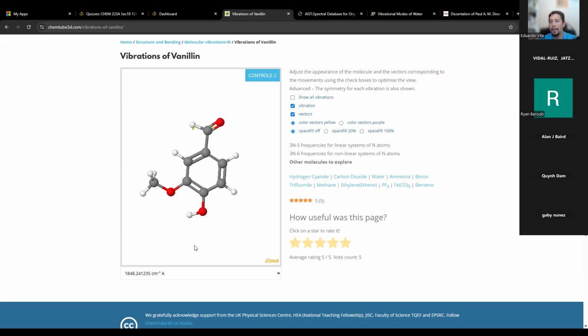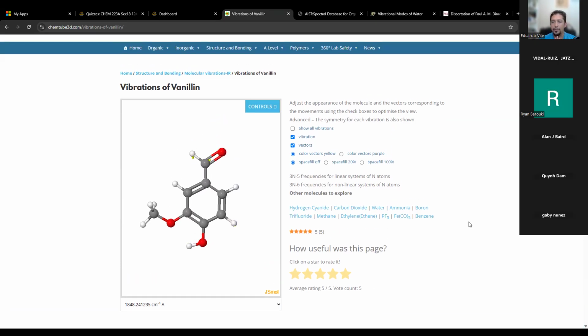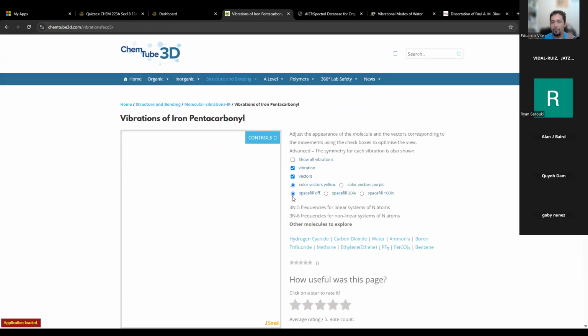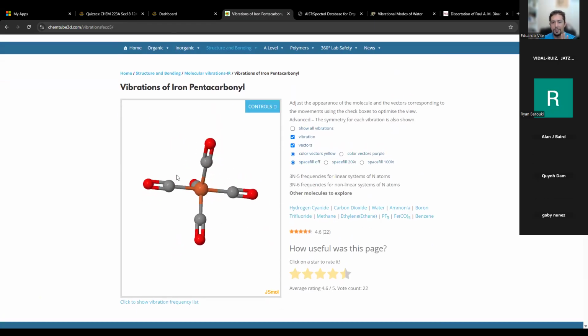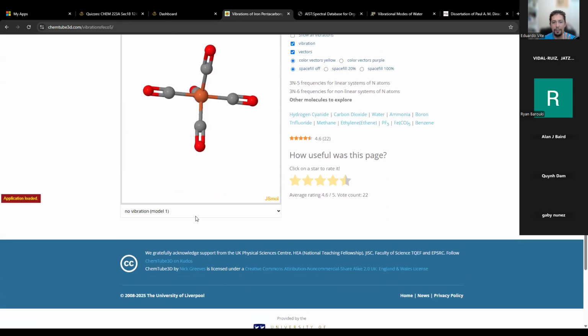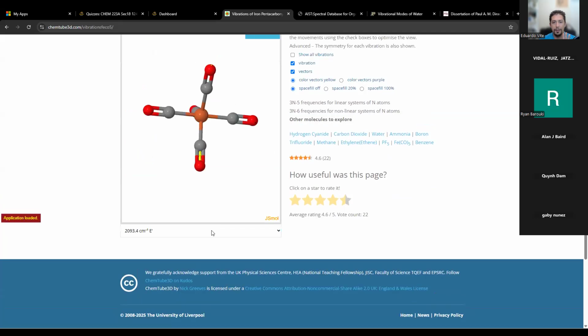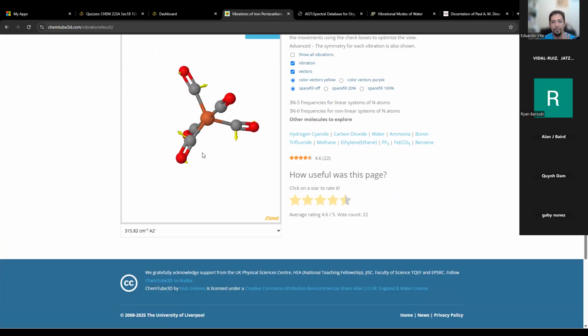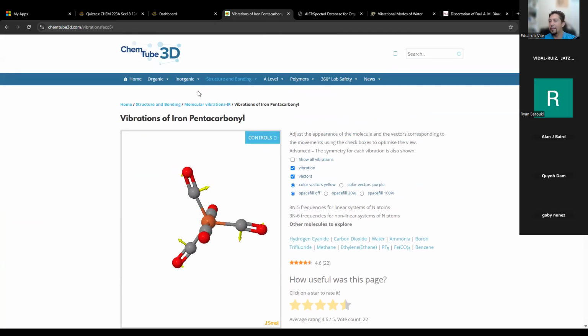But this is it. So I encourage you over the next 2 weeks, please come over here and play around with ChemTube 3D. They have all sorts of really cool compounds. Look at this one. You can just play around, and you have all sorts of different vibrations and you can see how they all move and how they wiggle. Yeah, look at this one. That's a nice dance move right there. So just come over here, ChemTube 3D.